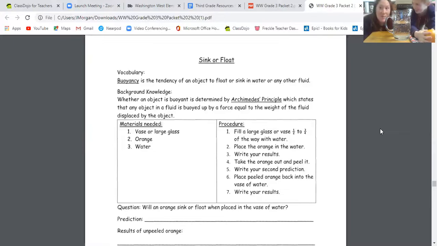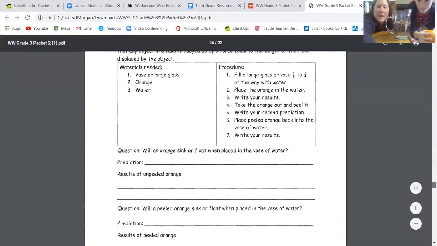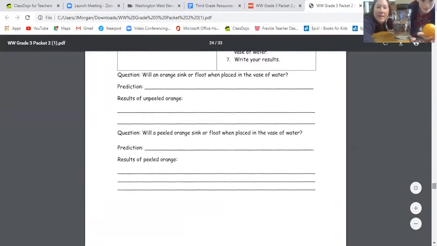I hope so too. All right, friends, I'm going to scroll down so that you can see where I'm at in my packets. The first question that we need to answer: will an orange, not yet, will an orange sink or float when placed in the vase of water? So this orange has not been peeled. I'm going to hold it really close. See, not peeled, still there, right? Hold that, assistant. We haven't peeled it.